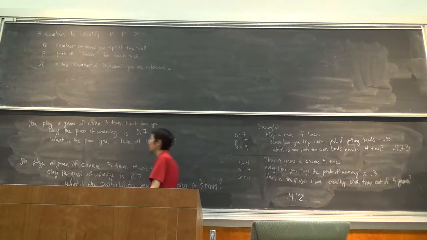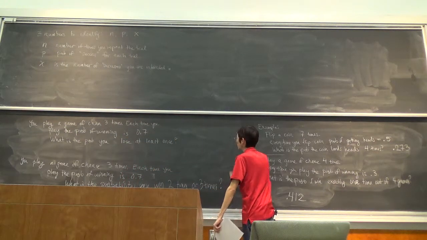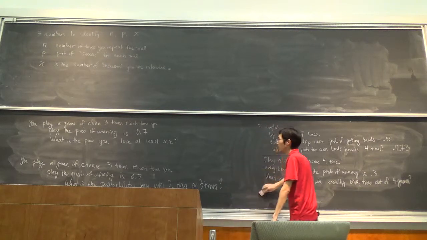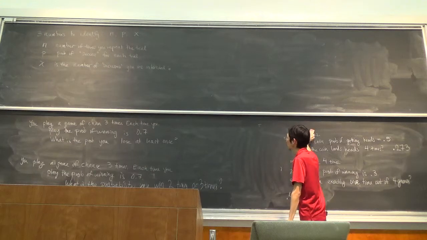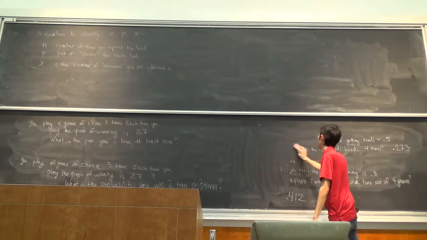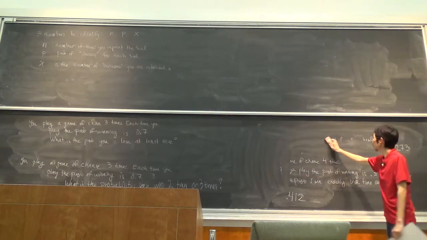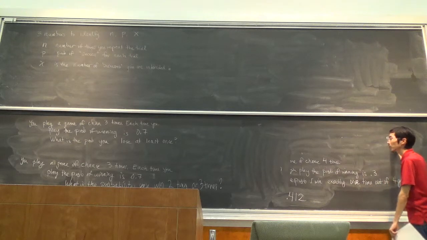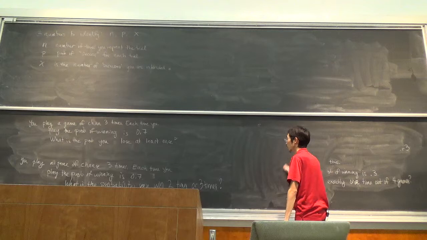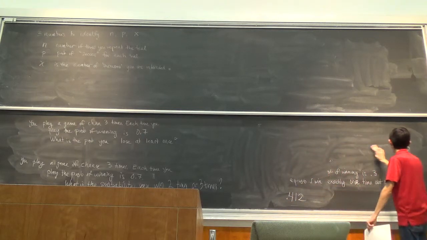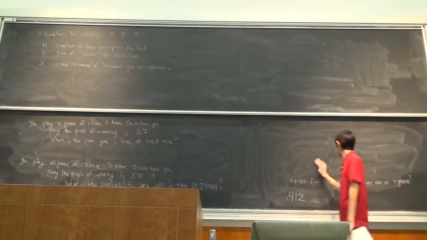So the first one says you play a game of chance 3 times. Each time you play, the probability of winning is 0.7. What is the probability you lose at least once? The next one says you play a game of chance 3 times. Each time you play, the probability of winning is 0.7. What is the probability you win 2 times or 3 times?